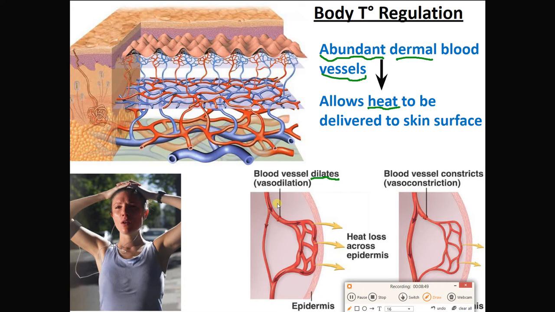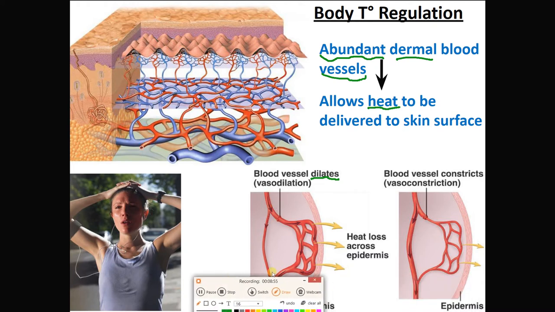Now, similarly, if you constrict those dermal blood vessels, less heat is going to get to the surface. If less heat gets to the surface, you lose less heat, and therefore you stay warmer. All right.